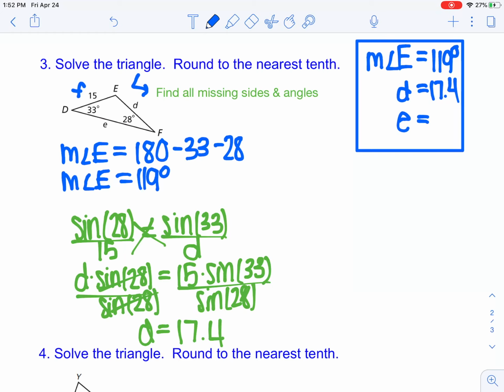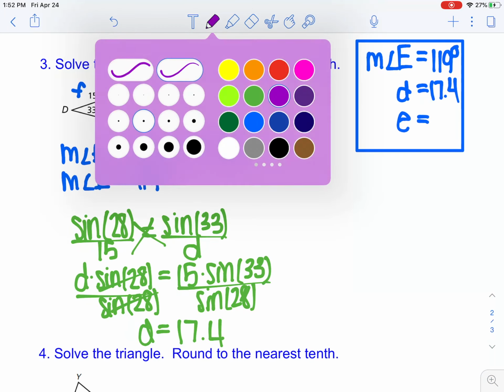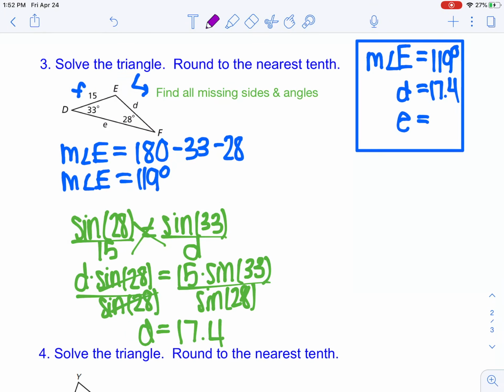Lastly, we need to find side e. That is our last thing missing. So I'm going to set up another proportion using the law of sines. I'm going to start with my known pair, which was F, so sine of 28 over 15. That's my sine of angle F over the side f equals, now if I'm trying to find e, I would say the sine of angle E, which we found to be 119, over the side e.